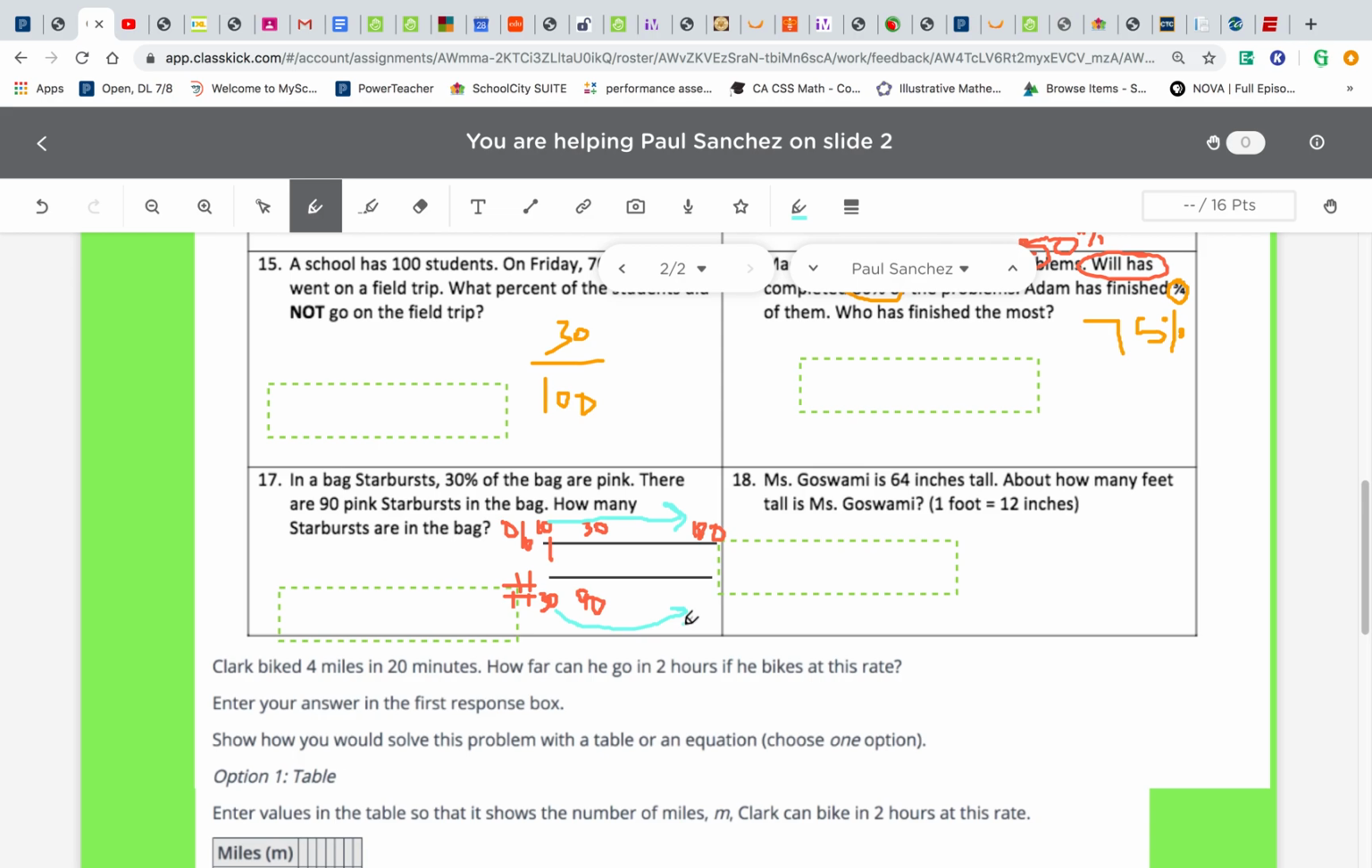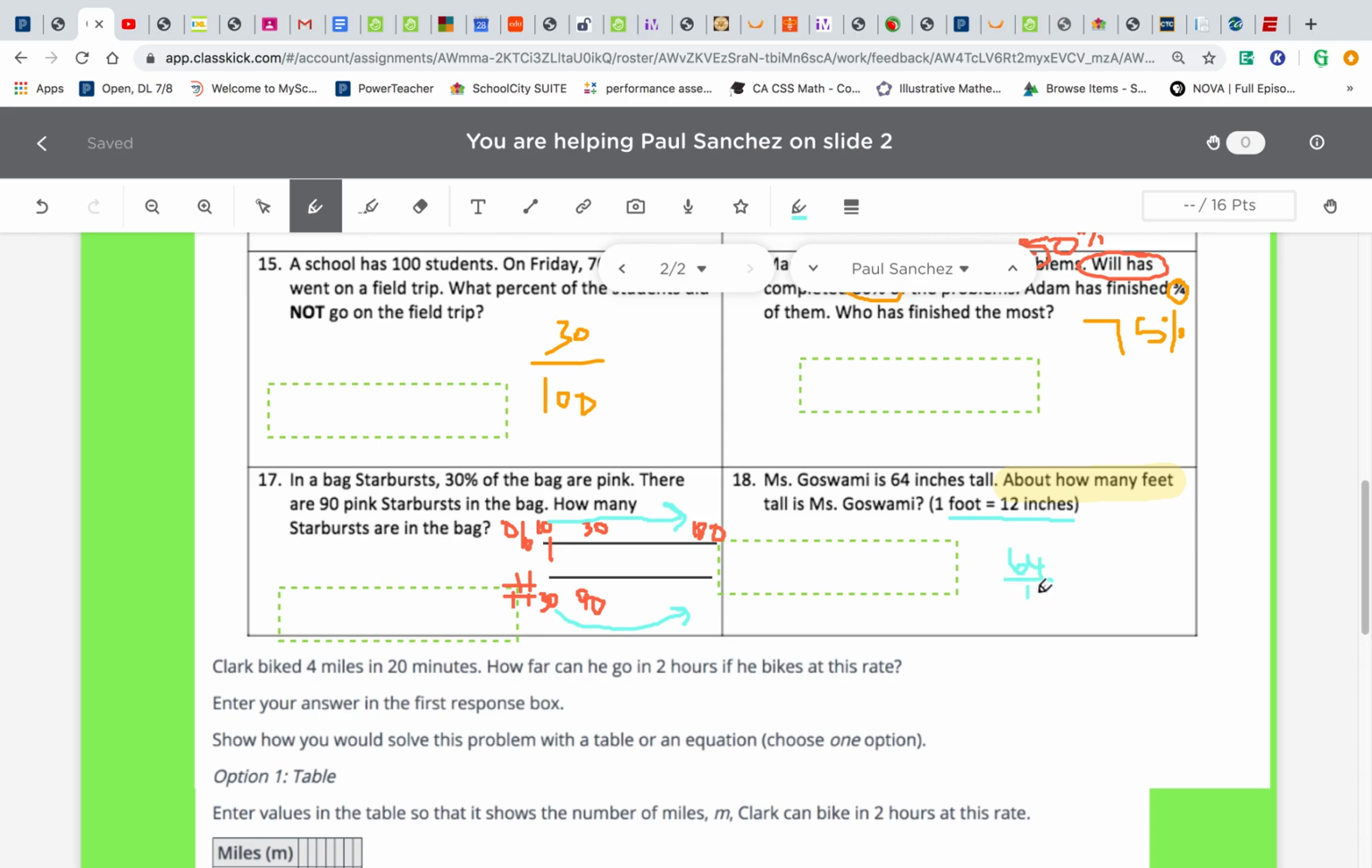Okay, so we have a teacher, Miss Goswami, and she's 64 inches tall. About how many feet tall is she? Well, it doesn't ask for an exact amount. It says about how many feet. So if you take a look here, we know that 1 foot is the same as 12 inches. So right now we have 64 inches tall. So we can take 64 and divide it by 12.